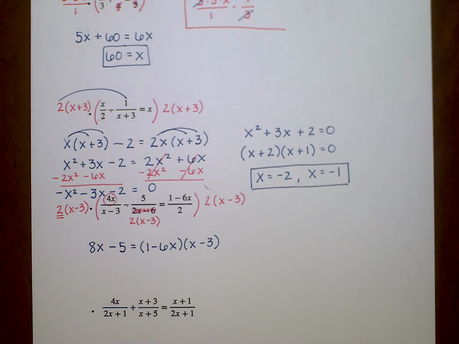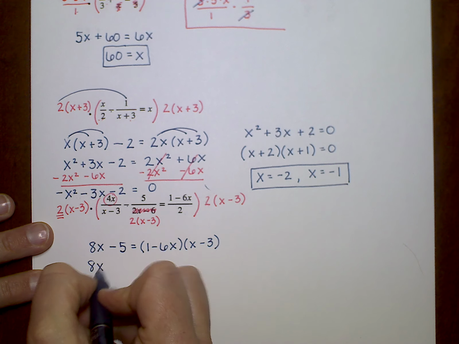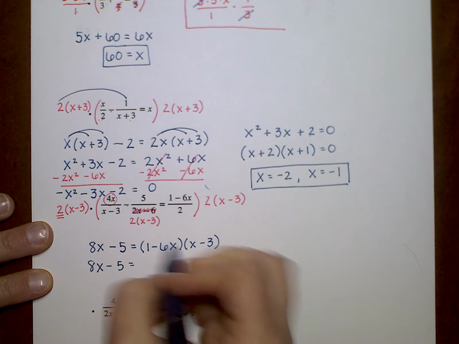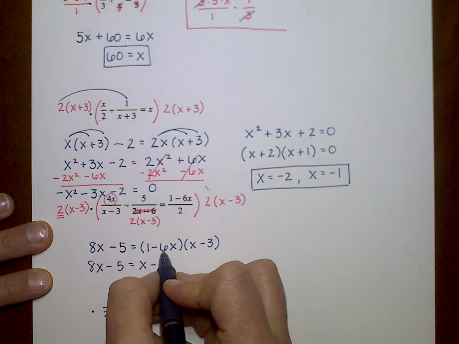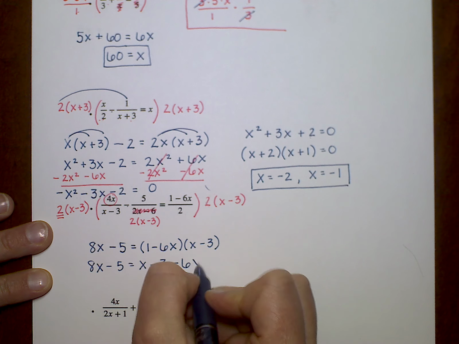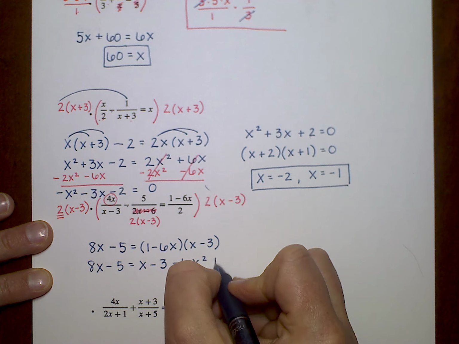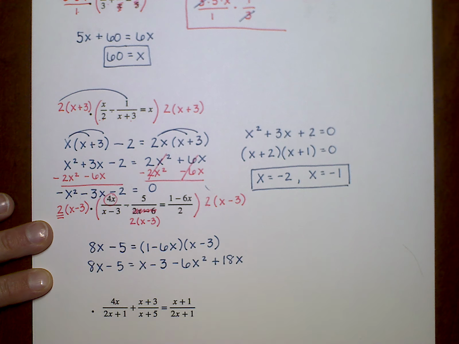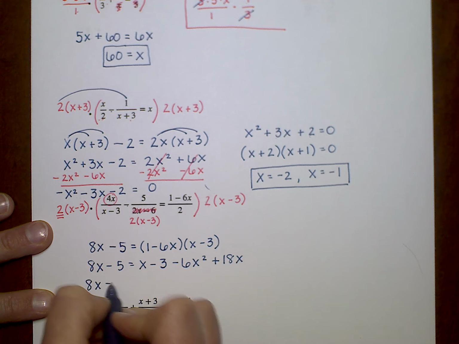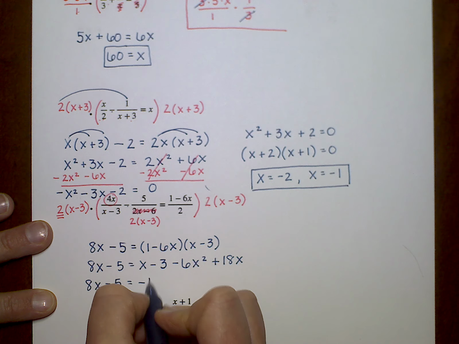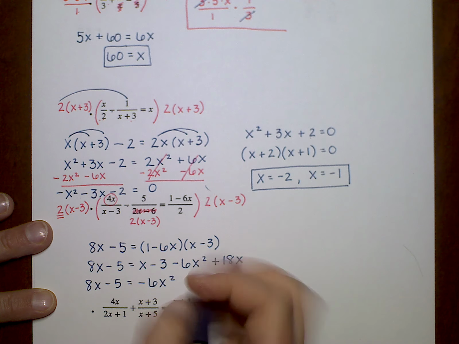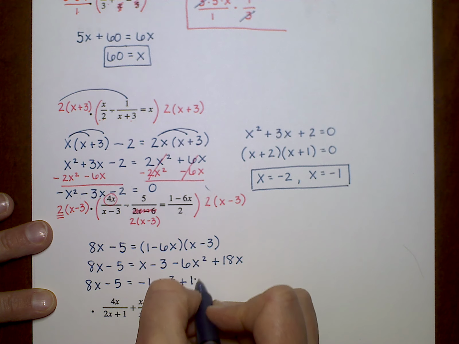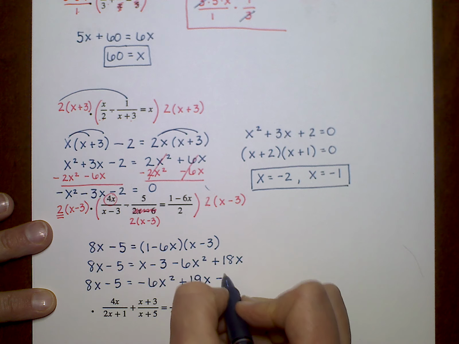Okay, I have to expand this and simplify to be able to solve. So I'm going to leave this side alone, 8x minus 5. I'm going to FOIL here, so let's see, 1 times x is x, 1 times negative 3 is negative 3, negative 6x times x is negative 6x squared, and negative 6x times negative 3 is plus 18x. Man, this is kind of a mess. Let's just see, 8x minus 5 equals, I'll put the negative 6x squared first. I have 18x plus 1x, so that's going to be 19x. And then a minus 3.